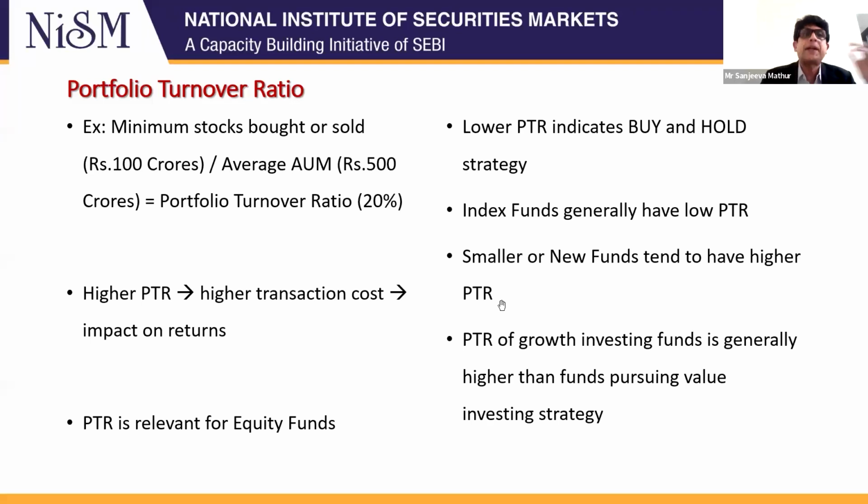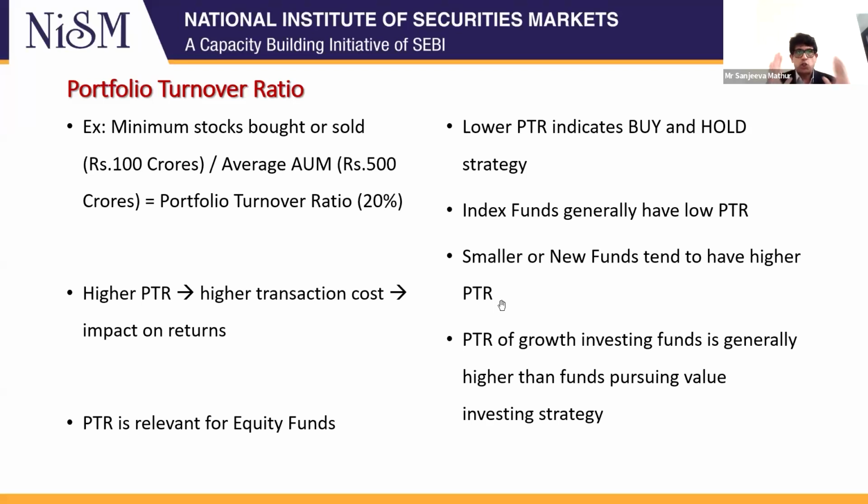Secondly, the fund scheme requirement is that you buy and sell. Just for the formula's sake, no need to remember: the minimum of stocks bought or sold, for example 100 crores, upon the average AUM gives the portfolio turnover ratio. Generally 10 to 12% is regarded as a decent portfolio turnover ratio. A higher portfolio turnover ratio means higher transaction cost. You're buying and selling, buying and selling. It basically impacts the return.